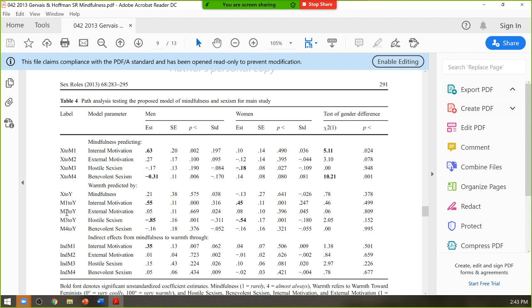So here's the table in the publication that corresponds to the next model where I broke things down by gender. And you can see that I actually used the labels in here, like X to M1, M2, M3, because it gets hard to keep track of all of this stuff. So I have mindfulness predicting each of the mediators, and then warmth, the outcome, predicted by each of the mediators, and then the indirect effects. So I'm giving them unstandardized estimates, standard errors, the p-value that goes with it, and then a standardized slope for each of those. And then since we're going to be comparing the model across men and women, there's the chi-square tests of gender difference that are coming next.